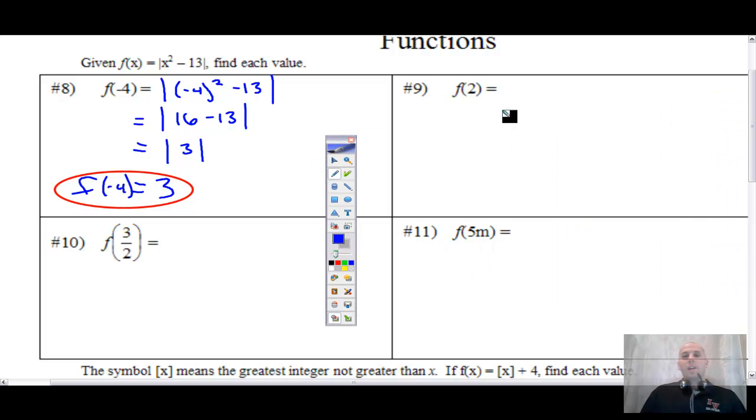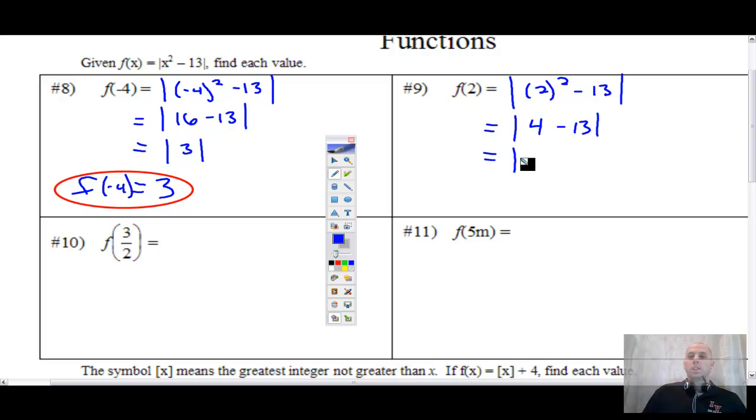Number 9, we got f of 2. So we're going to put 2 in for the x values. 2 squared is 4. 4 minus 13 is -9. Absolute value of -9 is +9.